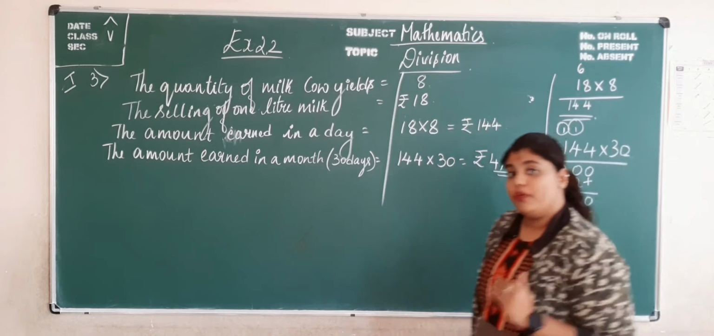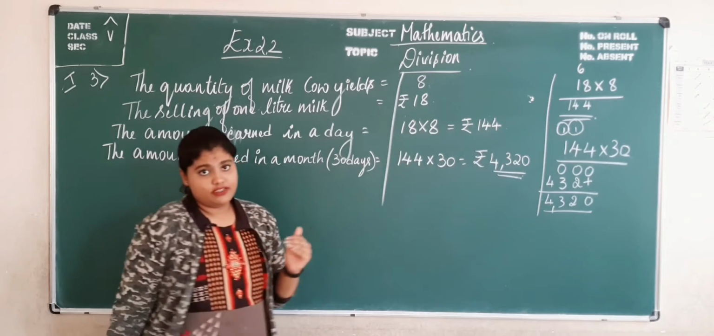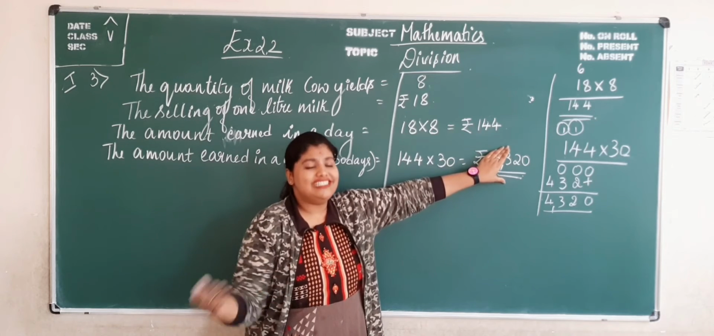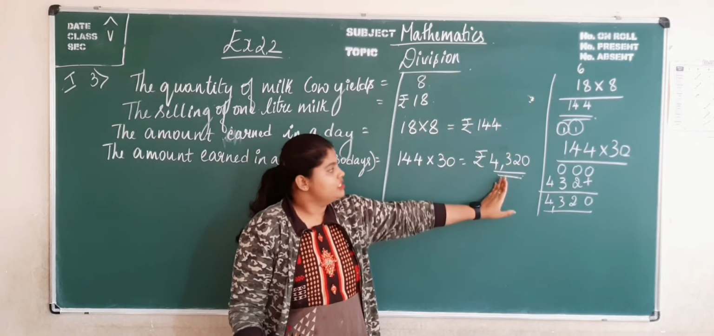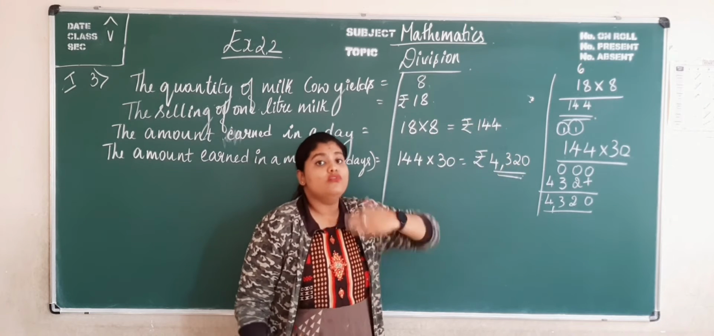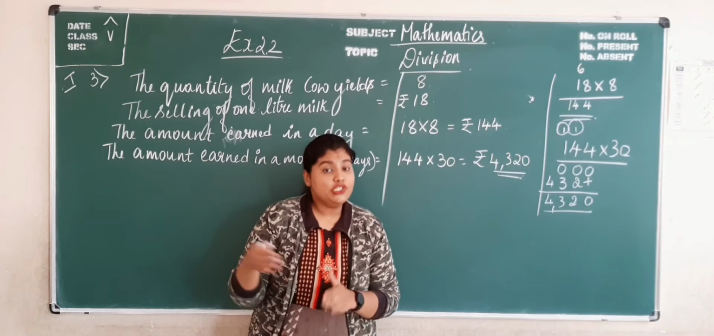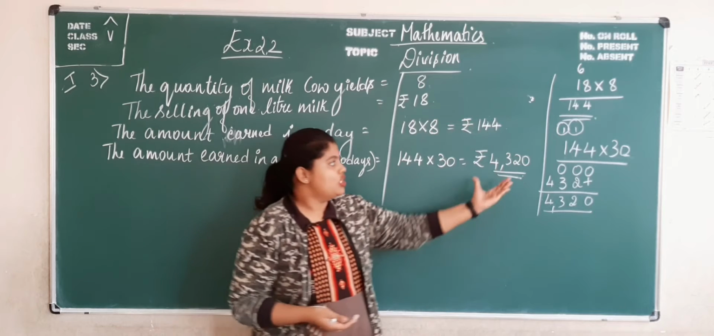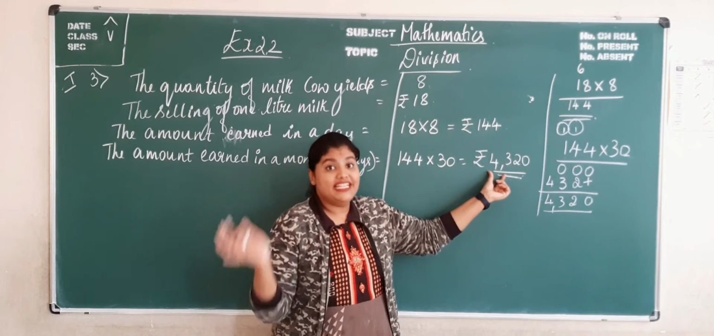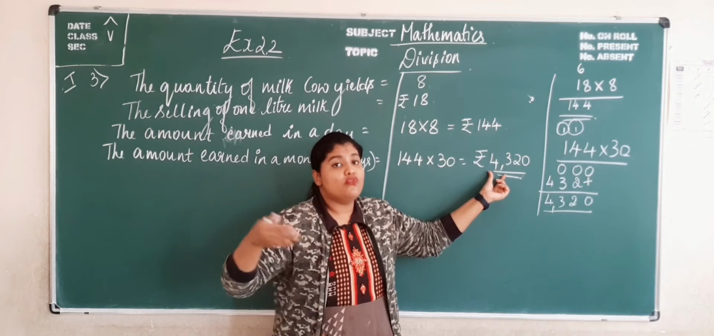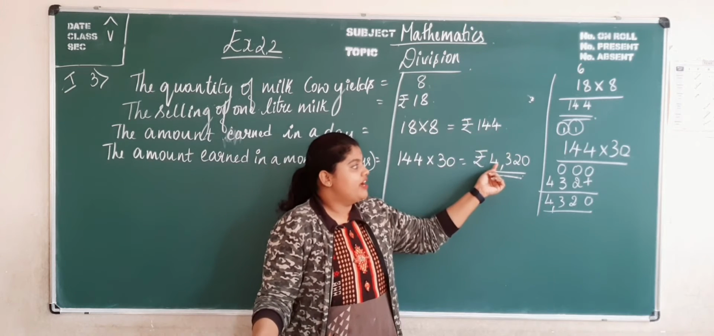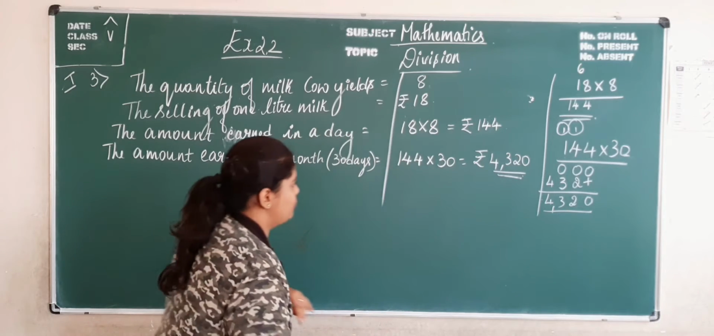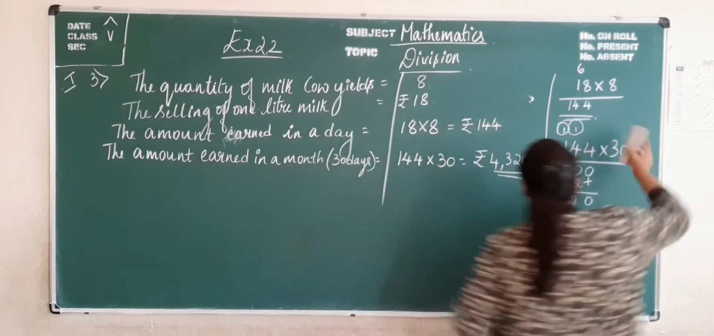The amount earned in a month, that is in 30 days, is 4,320. Now what is the question? What does she want to do? She wants to distribute the amount earned in 30 days among 4 sons. What is the amount each one will get? How to find out? By dividing, because she is dividing the income of 30 days among 4 kids. So we will divide 4,320 by 4, because she had 4 sons. I'll erase these calculations.